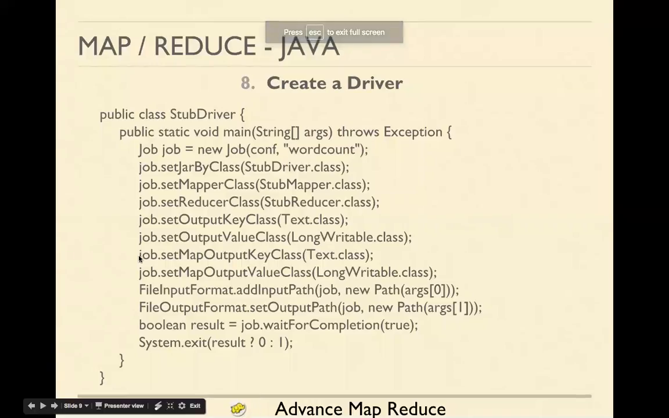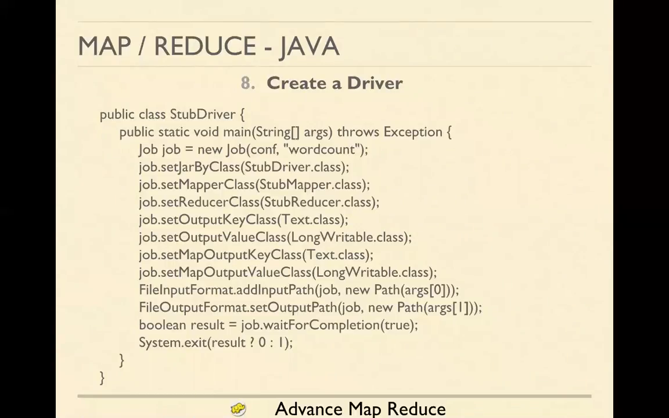Question from Manjunath is, what do we set in the conf? Conf is an object which is already there. The driver knows it. It's kind of an environment: when you launch the job, all the values of the current configuration will be loaded into conf.